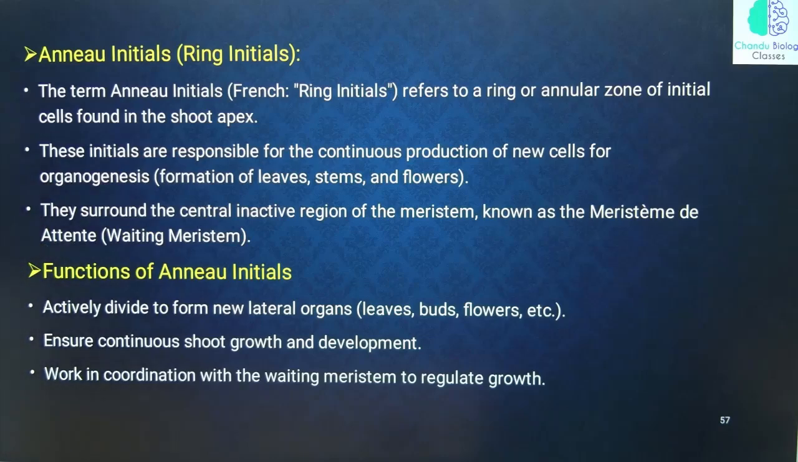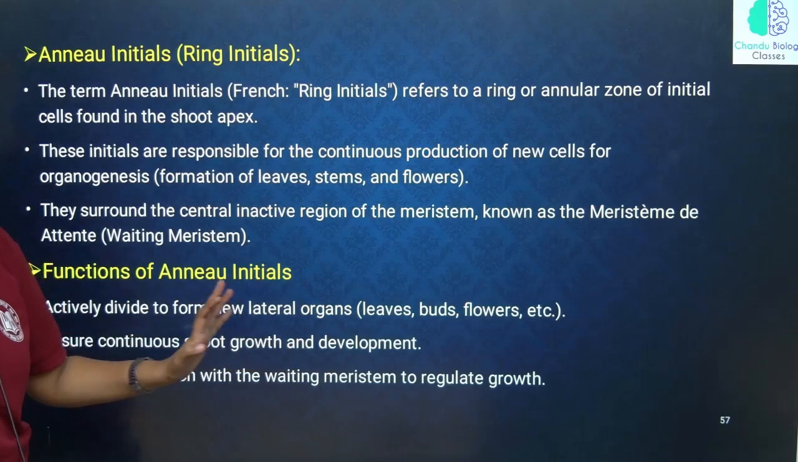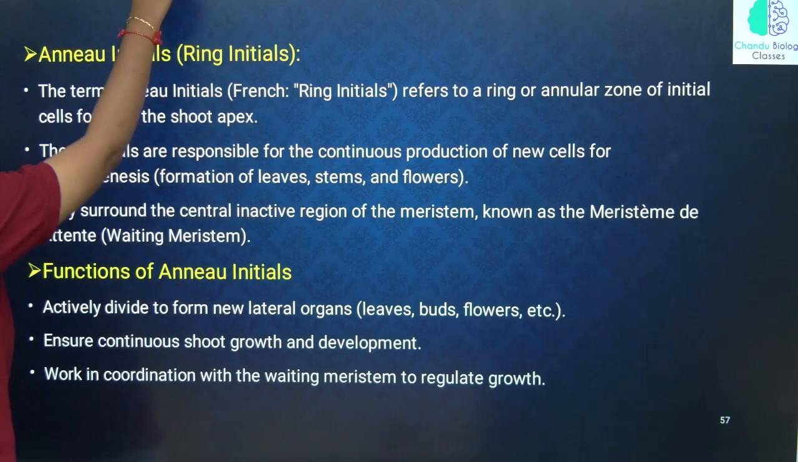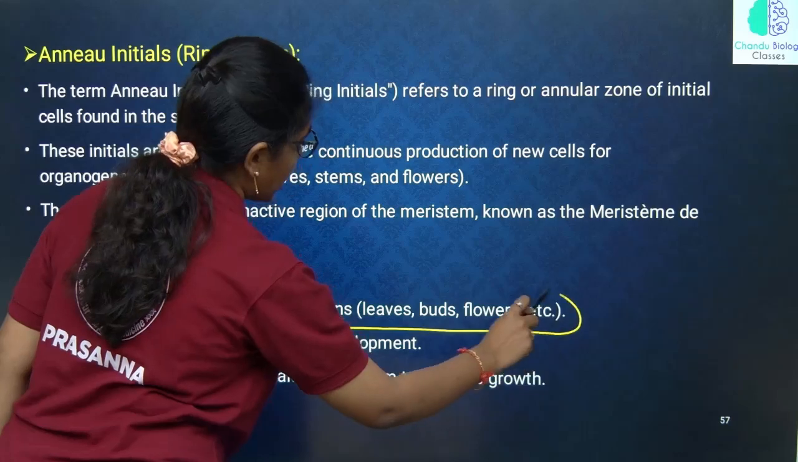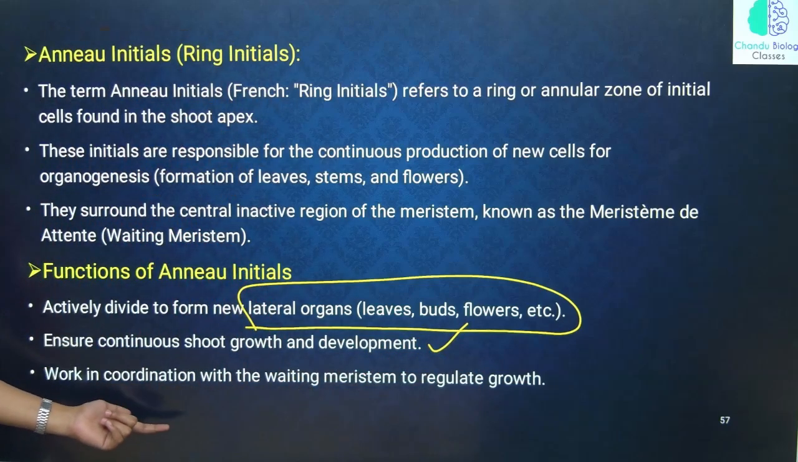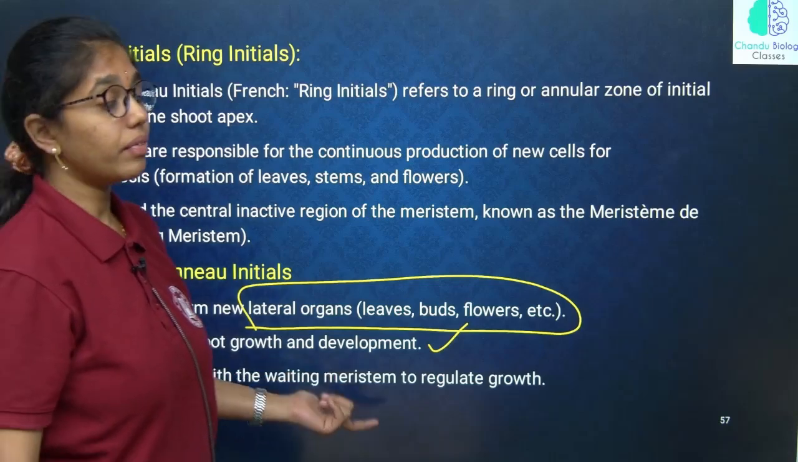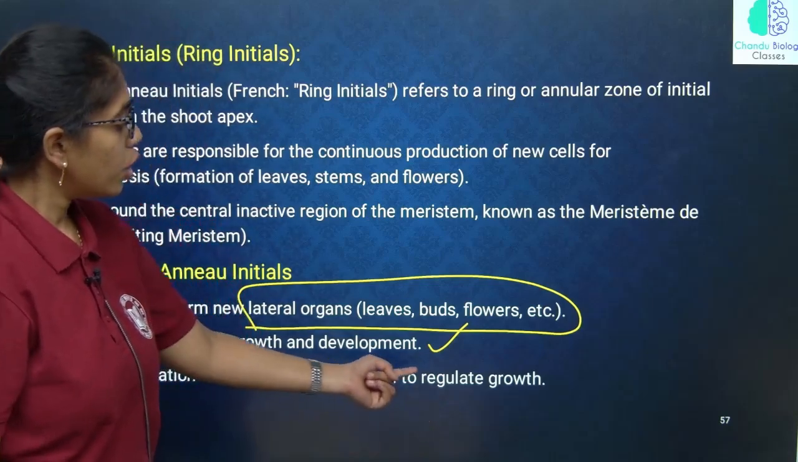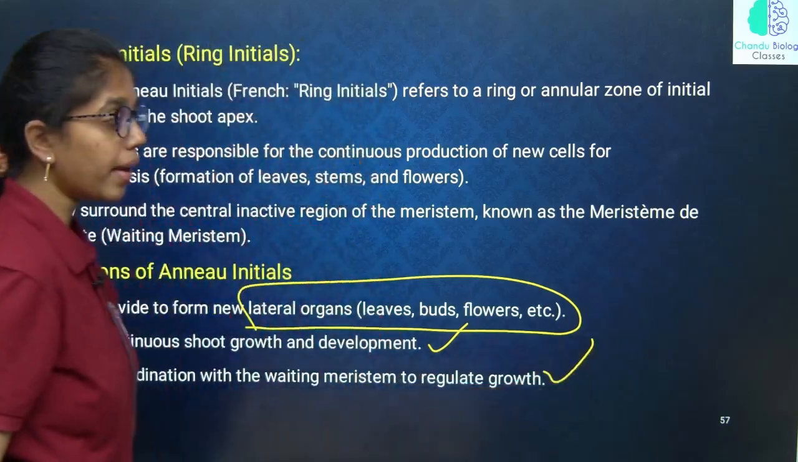Functions of Anneau initials include: they actively divide to form new lateral organs like leaves, buds and flowers. They ensure continuous shoot growth and development. They also work in coordination with the waiting meristem, that is Meristem d'attente, to regulate growth.